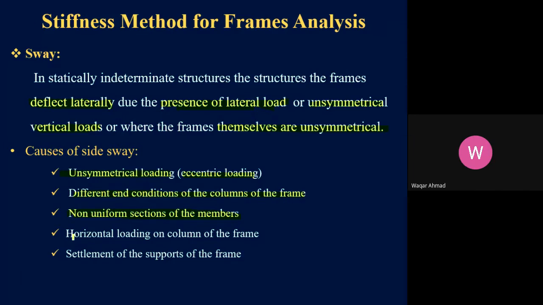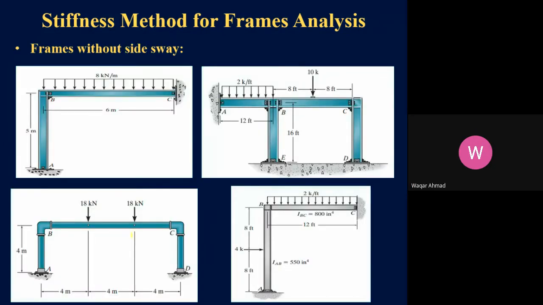And of course, horizontal loading. If there is any horizontal loading on the column of the frame, it will of course cause lateral deflection. Or if any of the supports of the frame settles, that settlement can also lead to lateral deflection. So I think this is very much clear to you now. These are a few examples.